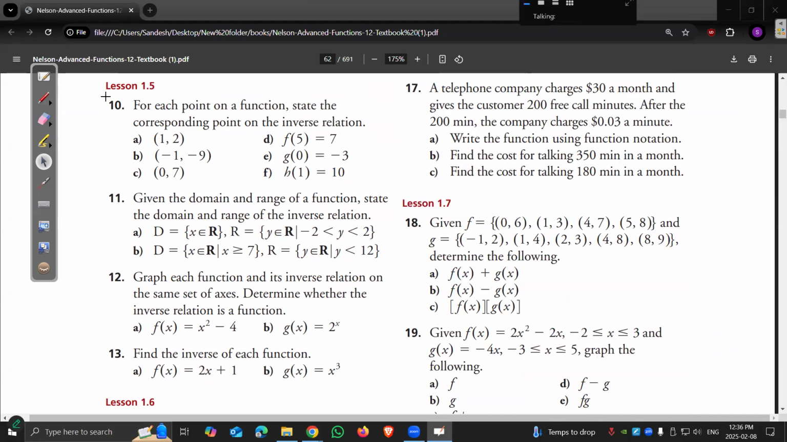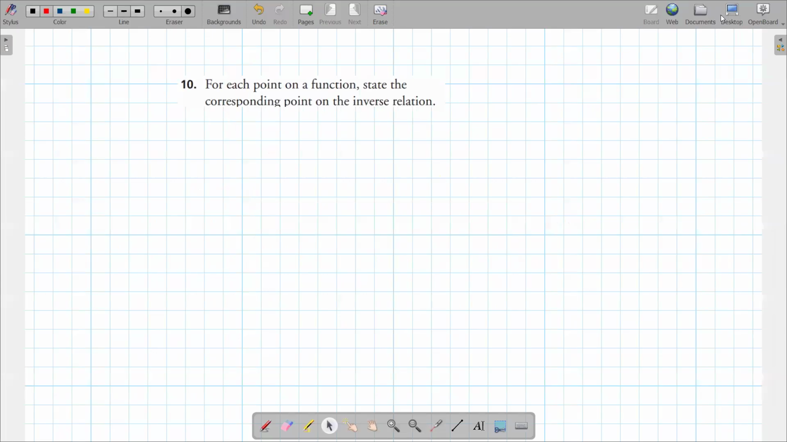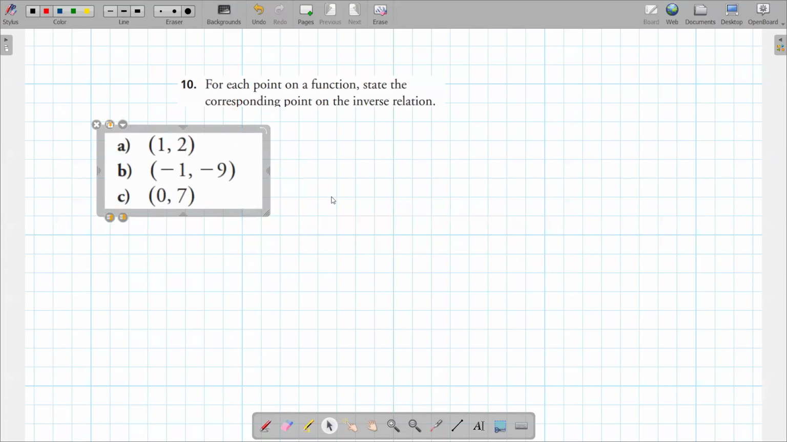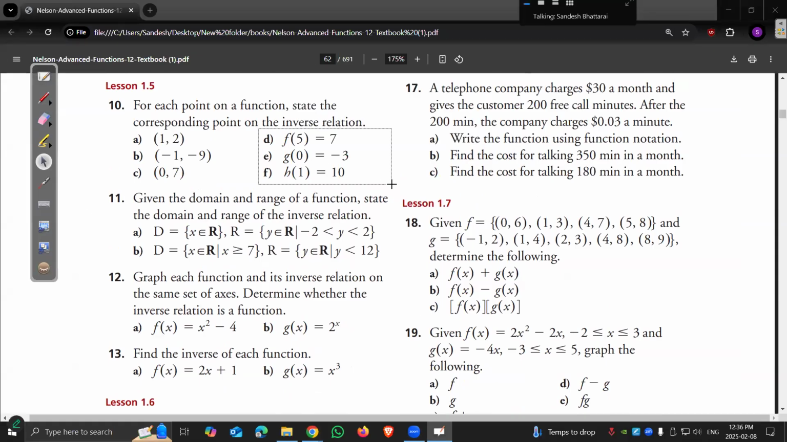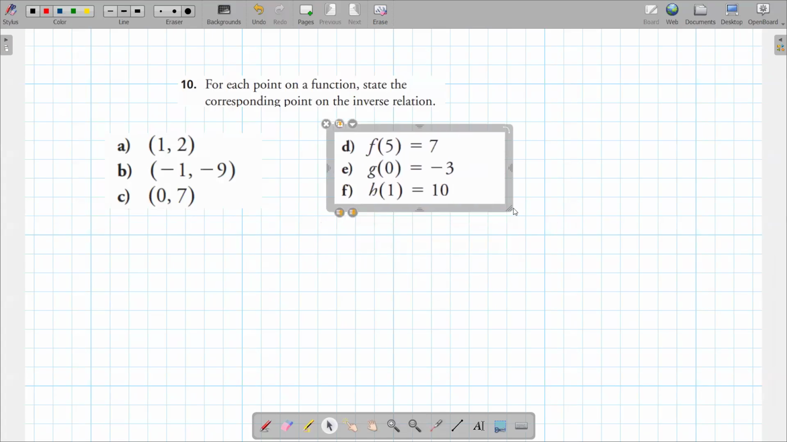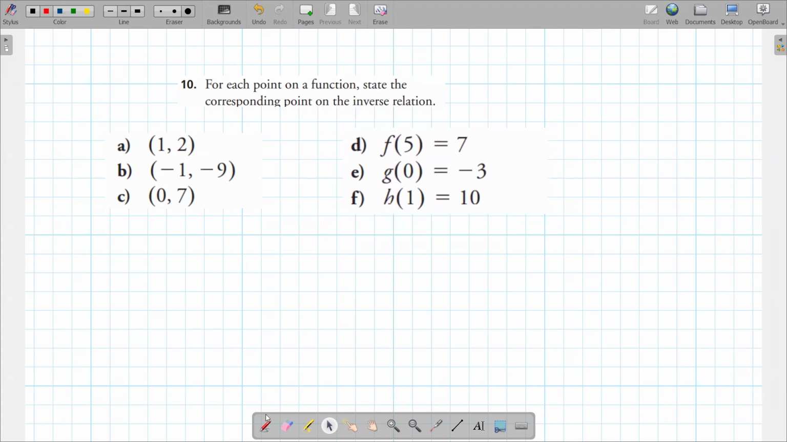Let's look into inverses. They've given us a bunch of points and function notation points, and we're asked to find the inverse relation. What's the inverse of 1, 2? Remember, from a coordinate perspective, you're just flipping it. I'll do the first one. It's 2, 1. X becomes Y, Y becomes X, right? Look at this, how easy this is. What about the next one? -9, -1. I'm not going to bother with C. Let's work on D, E, F.